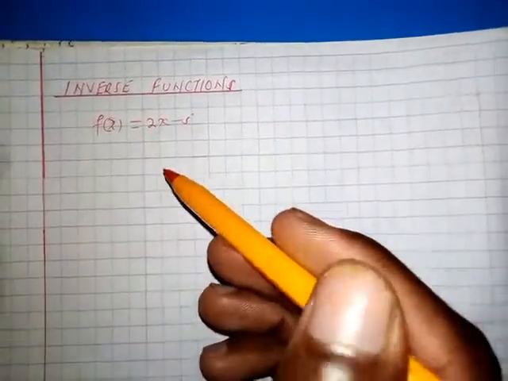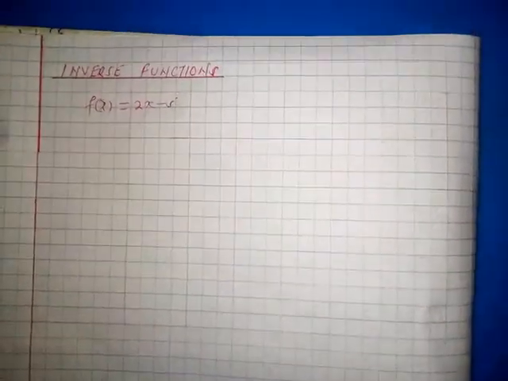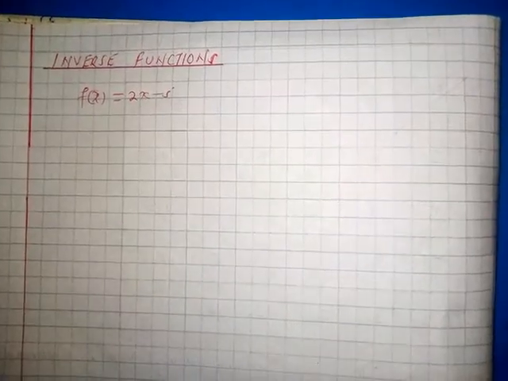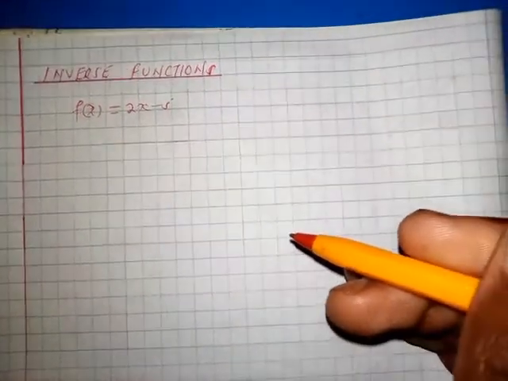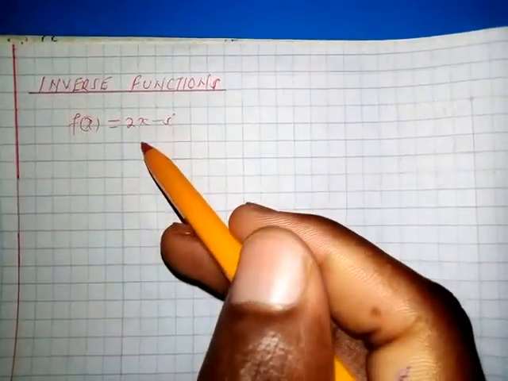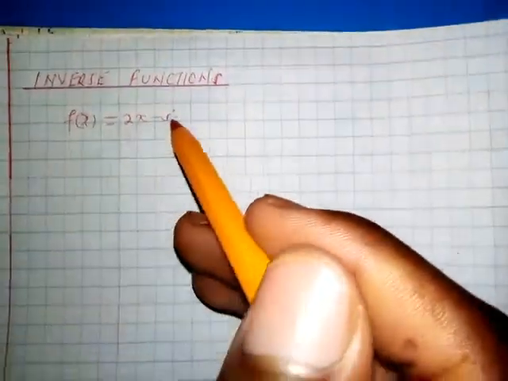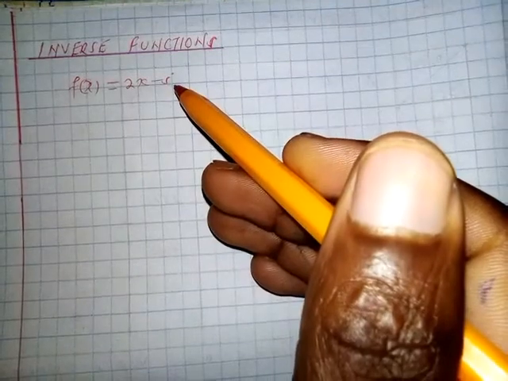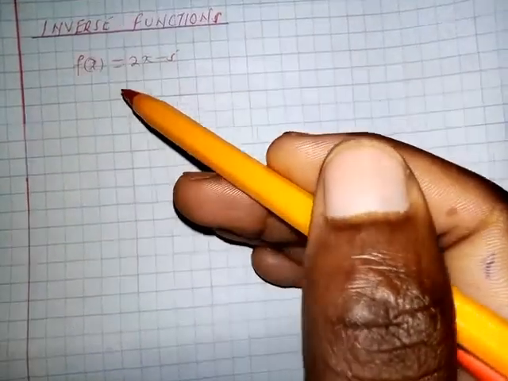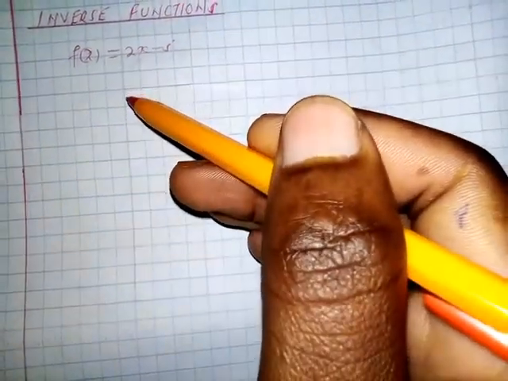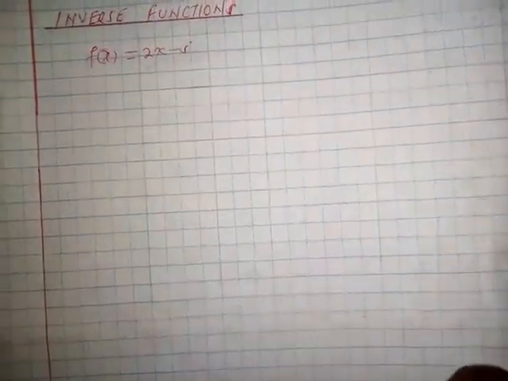A little further down we will find the inverse of f(x). We'll have an example to find the inverse of f(x) equals 2x minus 5. And hopefully, as I have said, the inverse function will contain both division and addition.